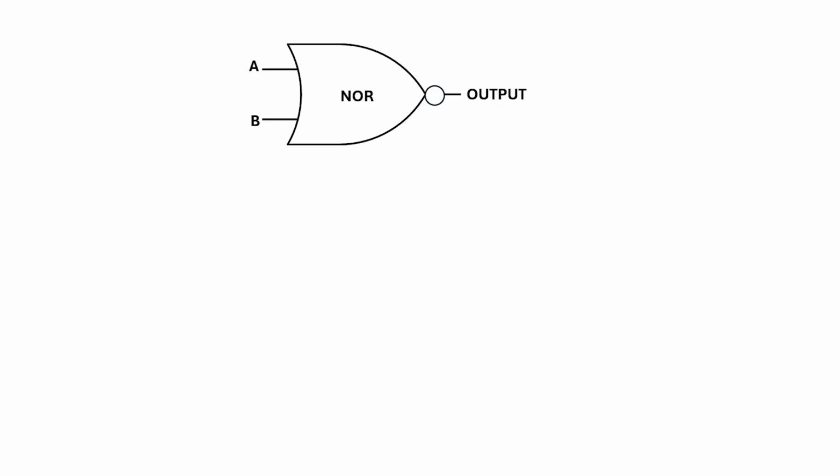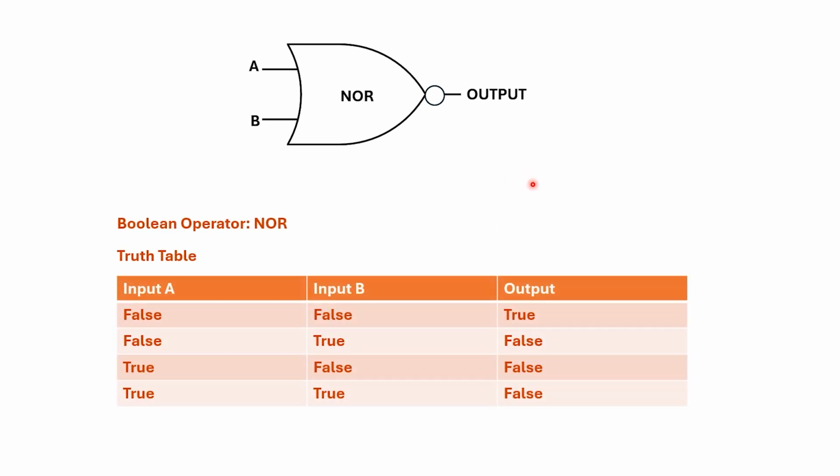To do this, the book introduces a new logic gate, the NOR gate. The symbol for this gate is the same as an OR gate, but with the addition of a circle on the output. If we look at the truth table for a NOR gate, you can see that it's essentially the inverse of an OR gate. For an OR gate, the output is low when both inputs are low and high otherwise. But for a NOR gate, the output is high when both inputs are low and low otherwise.